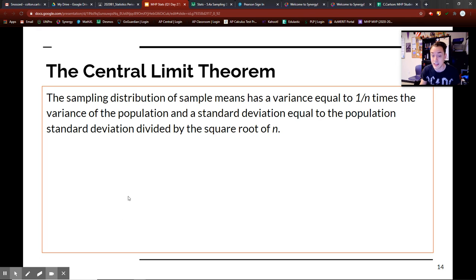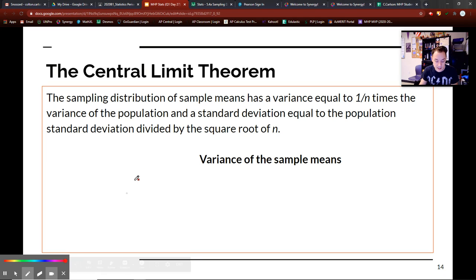Let's continue. What other math are we going to perform on this? We're going to also look at the standard deviation. The sampling distribution of the sample means has a variance equal to 1 over n times the variance of the population, or the standard deviation divided by the square root of n. So what does this look like? Well, this is the variance of the sample means. It's sigma squared of x bar, which equals my standard deviation squared, all over n. Okay, this is the variance of the sample means.